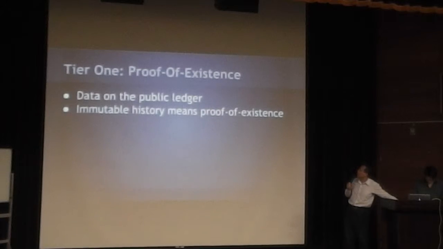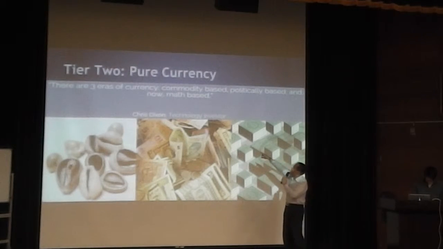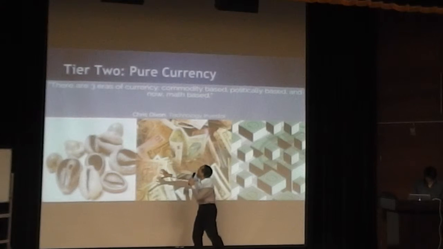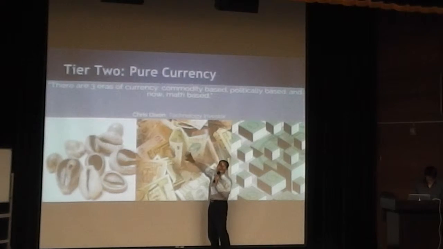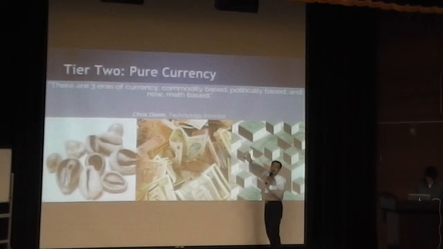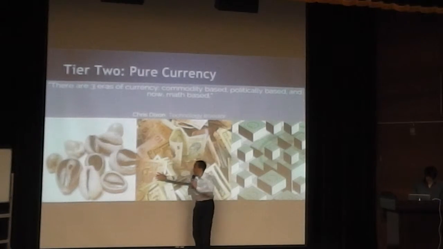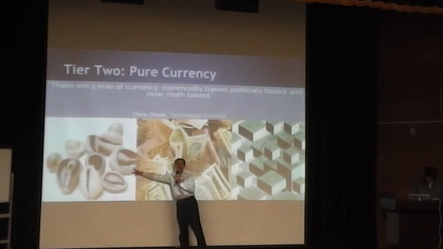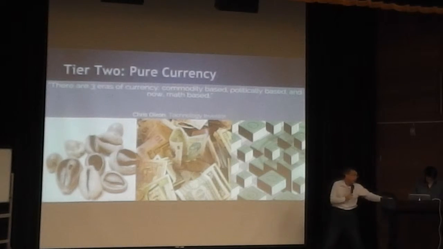So let me quickly go through these 4 tiers. Tier 1 is straightforward because immutable history means proving its existence. And tier 2 is virtual currency. Chris Dixon once said there are 3 eras of currency: commodity-based, politically based, just like fiat, where every country issues its own currency, and the third is mathematics-based, just like Bitcoin or DiQi. So we have come from the first era, based on gold or shares, to the second era, the fiat era, and now we are entering the third era.